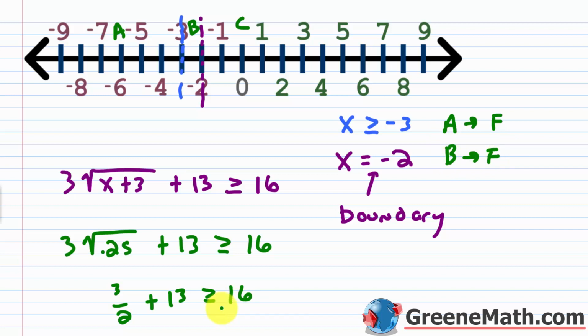So what about things in interval C? What about things that are greater than -2? We already know that -2 works because it's a non-strict inequality, and we tested it earlier. But what about things that are greater than -2? Does that work? So for interval C.